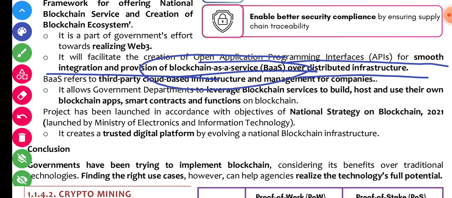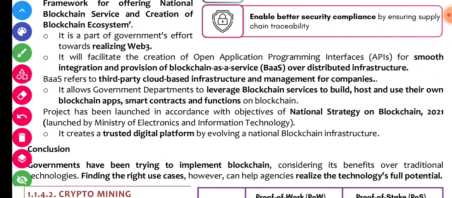You can remember this BaaS because it is very important for the upcoming Prelims 2024, and the previous Prelims has asked about software as a service, and here it is important with regard to blockchain technology, that is, blockchain as a service and its application.